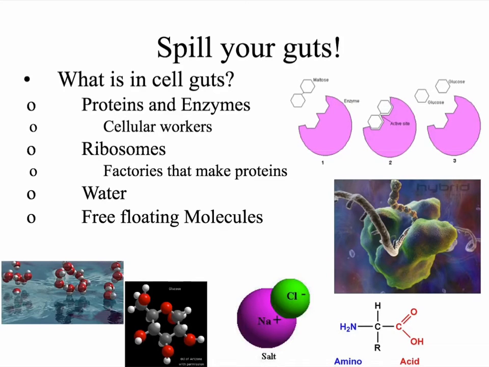There's like cellular workers. We also have ribosomes. So this guy here is a ribosome, and he is a protein builder. So it's a factory that creates new proteins. We're also going to see water molecules. Remember, those are crucial for life. And then we're going to see free-floating molecules. So you're going to have some sugars and some salts, amino acids and other building blocks. All these little bits and pieces that a cell needs to survive.